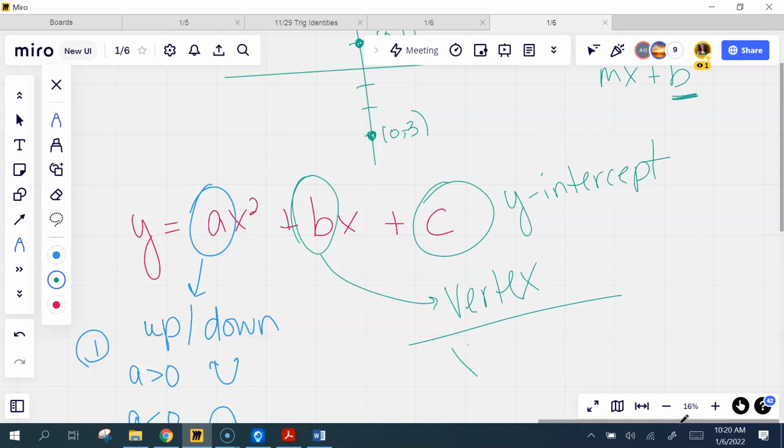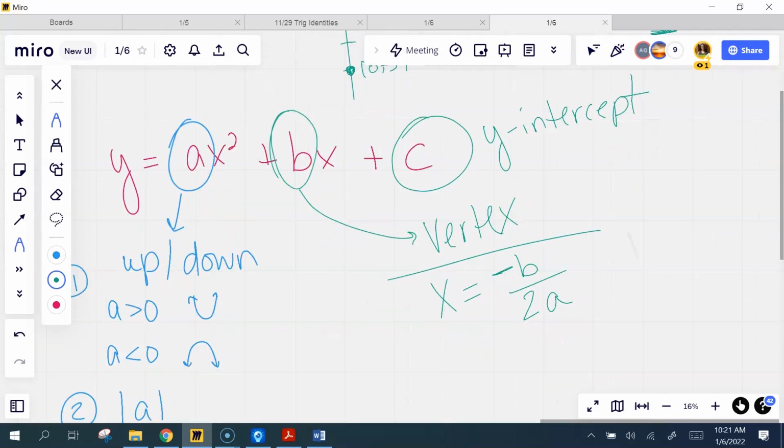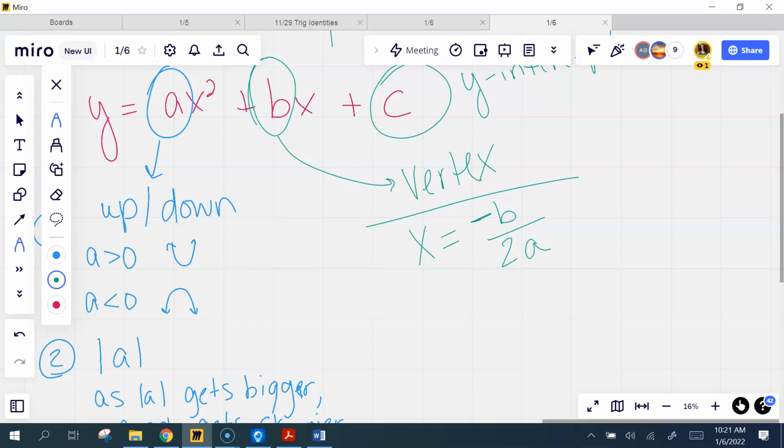The x part of the vertex, we're going to use this b to find. So we're going to take the opposite value of b. Now, I put negative, but I said opposite. Why would I have done that? If it starts as negative, what happens? It becomes positive. So I don't want you to always think it's negative. I want you to think it's opposite. So opposite b over 2a. That gives me the x part of my vertex. And since the axis of symmetry goes through my vertex, this is also the axis of symmetry in equation form.